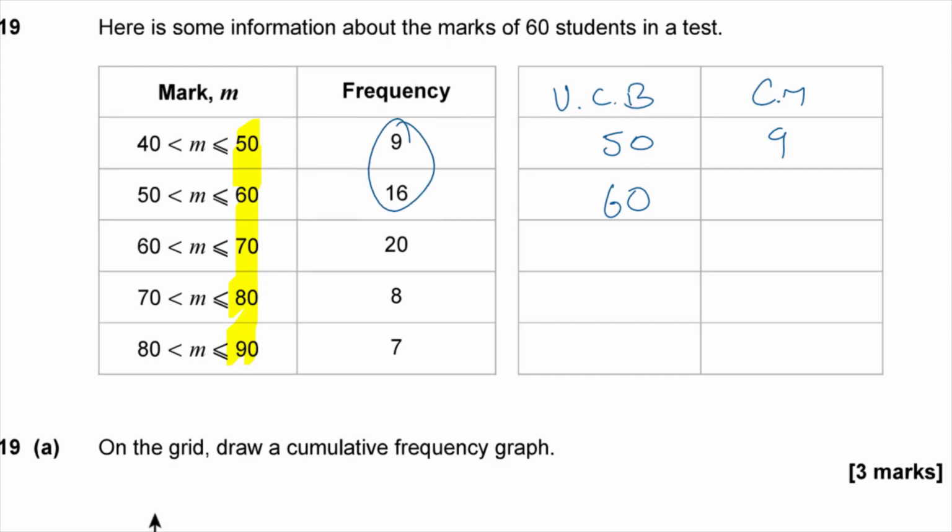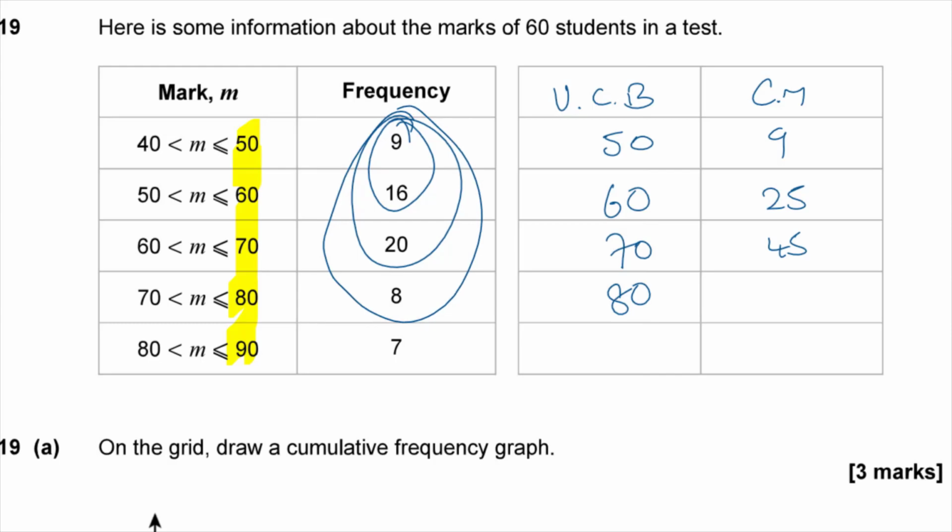9 plus 16 is 25. I'm going to be plotting 70 against, well, 25 plus 20 is 45. I'm adding those together, aren't I? So my 25 plus my 20 gives me 45. And then I'm going to be plotting 80 against 45 plus 8, which is 53. And then finally I'm going to be plotting 90 against 53 plus 7. It's going to be 60. Always good just to check that this number here is the same as the one up here. It is, so I'm confident I've added up my cumulative frequencies correctly.